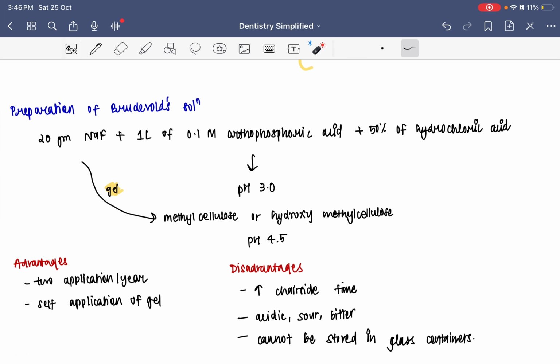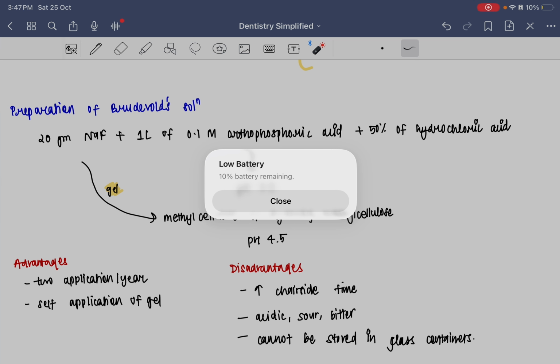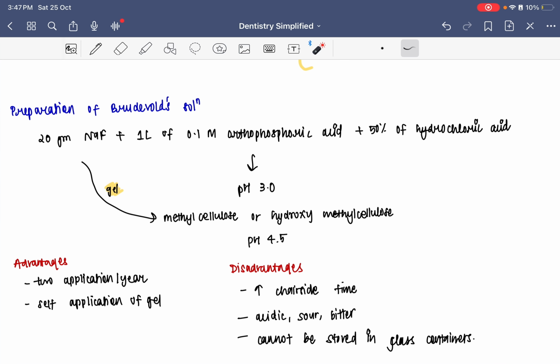For the solution to be prepared, we use 20 grams of sodium fluoride in 1 liter of 0.1 molar orthophosphoric acid and 50% hydrofluoric acid. This is buffered to a pH of 3.0. Now if we want the preparation in a gel form, we add methyl cellulose or hydroxymethyl cellulose to this, and we buffer it to a pH of 4.5.